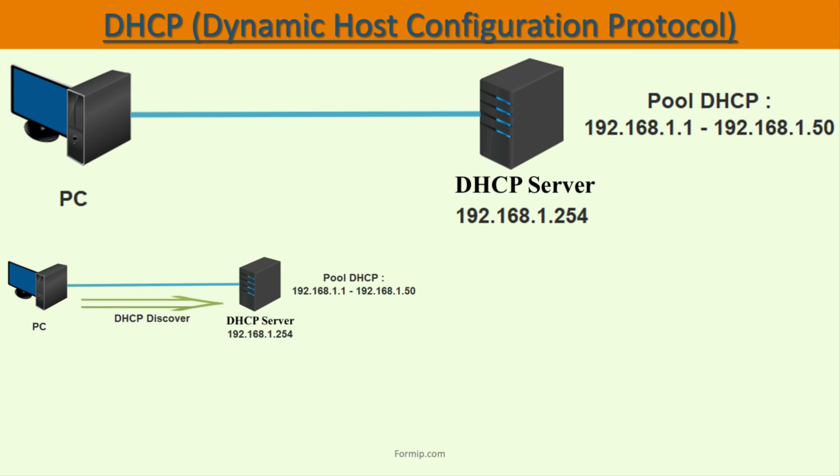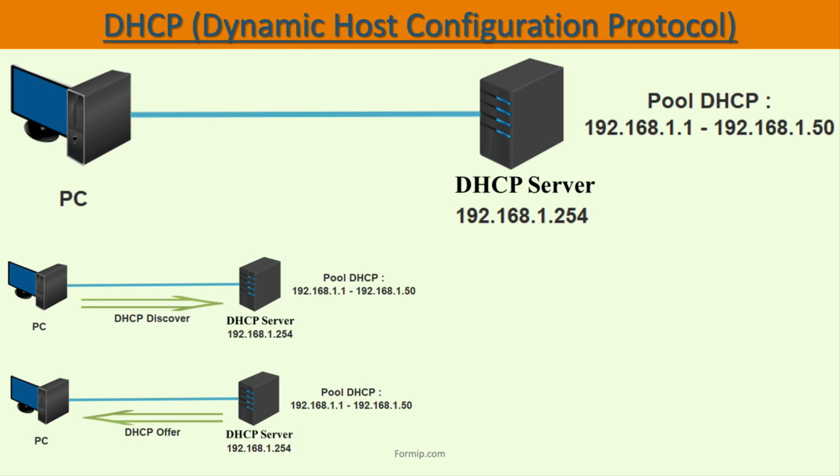As the PC has no IP address, it will send the DHCP Discover in broadcast. When the server receives this message, it will respond with a DHCP offer. This is a message that contains an IP address, which the PC will be able to use. The server can also provide a default gateway, the DNS server address, and many other options.